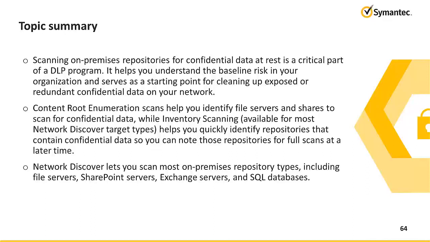Content root enumeration scans help you identify file servers and shares to scan for confidential data, while inventory scanning, which is available for most Network Discover target types, helps you quickly identify repositories that contain confidential data so that you can note those repositories for full scans at a later time. Network Discover lets you scan most on-premise repository types, including file servers, SharePoint servers, Exchange servers, and SQL databases.